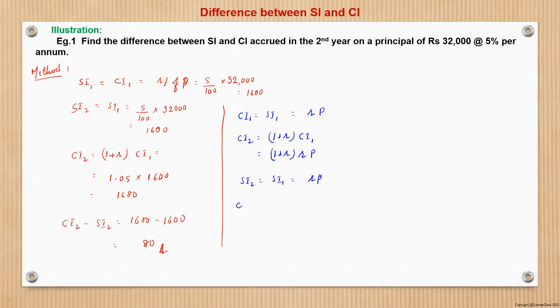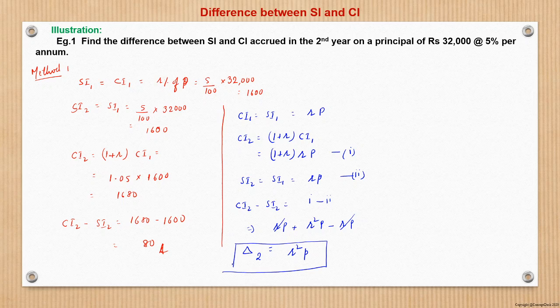So if I take the difference between CI2 and SI2, this will be what? This equation 1 minus 2. That is RP plus R square P, I am expanding this first equation, minus the second equation, RP. So this gets cancelled. Therefore, if I represent it by delta, delta meaning the difference between compound and simple interest for the second year, it is nothing but R square times P. This is a standard relation also.